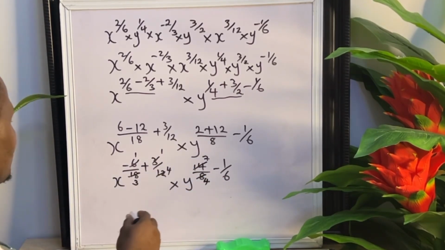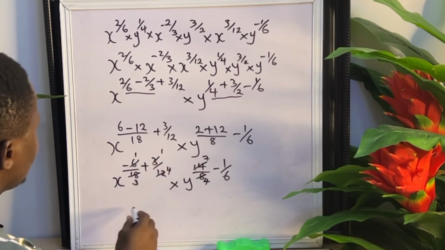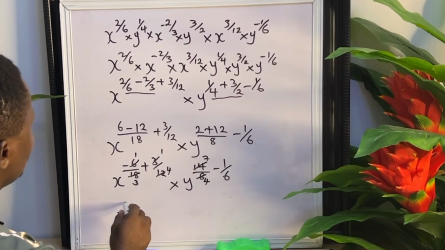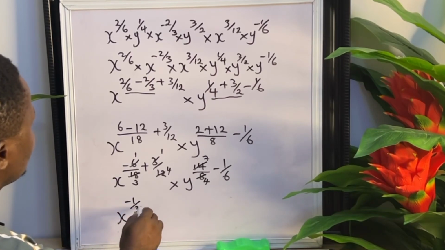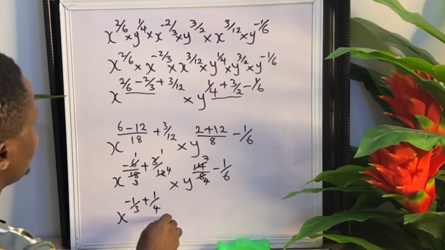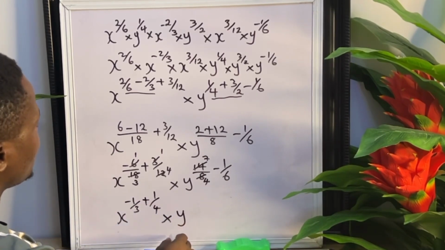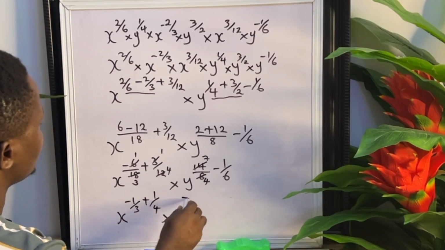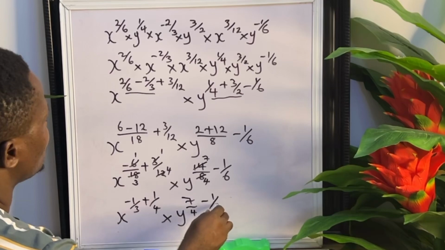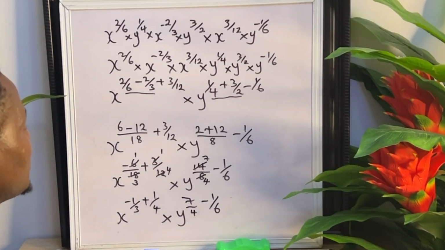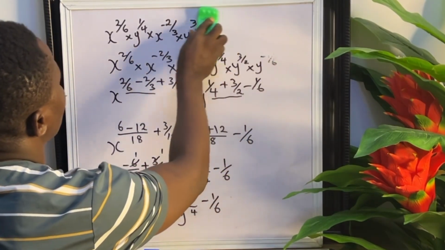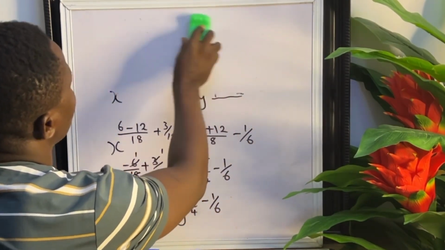So we take everything the way they are left. We have x raised to power minus 1 all over 3 plus 1 all over 4. Everything times we have y raised to power 7 all over 4 minus 1 all over 6. At this point, let's wipe off everything we have here and continue from where we stopped.